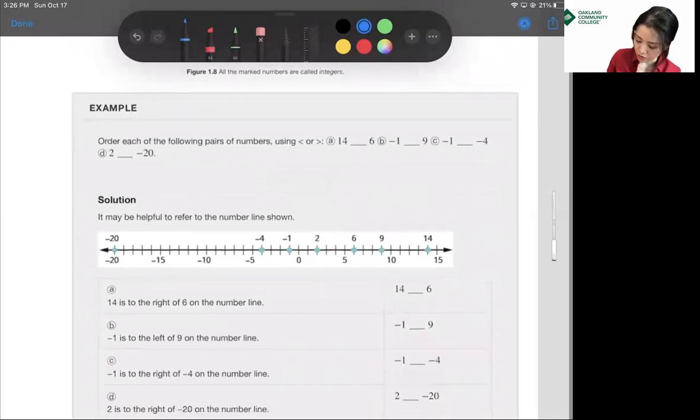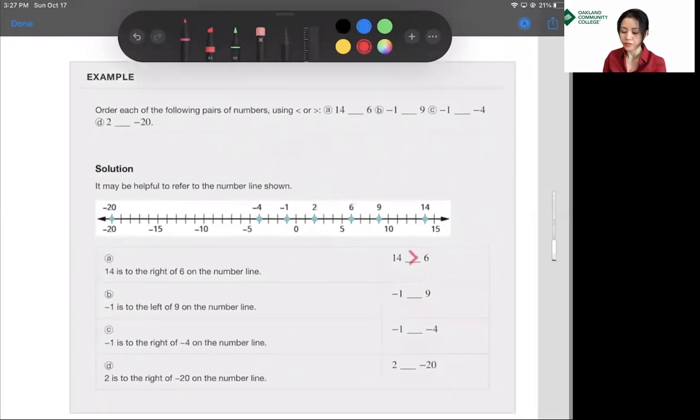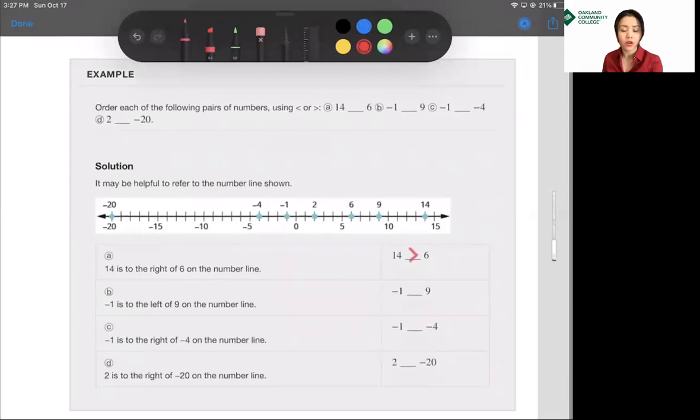But why? Because 14 is to the right of 6 on the number line, therefore it is bigger. What about -1 and 9? Well, -1 is to the left of 9 on the number line, or you can say 9 is to the right of -1 on the number line. So 9 is larger than -1.